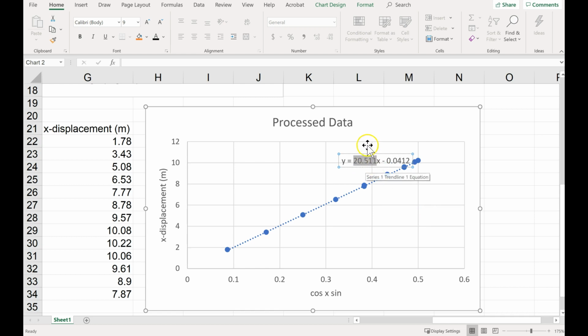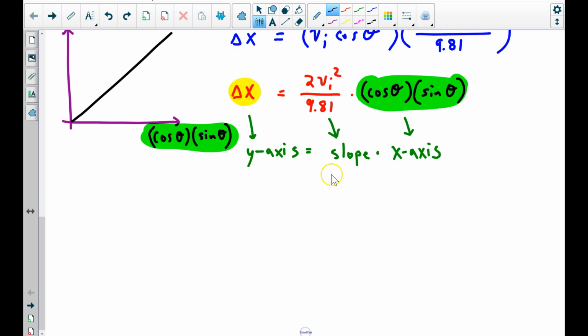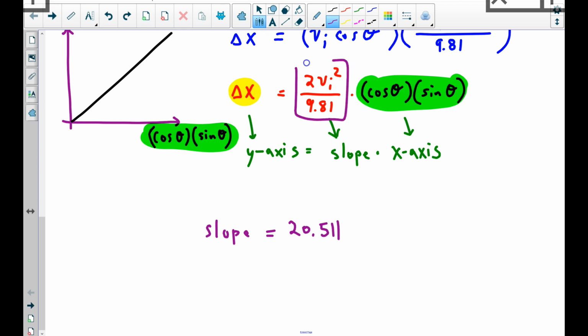Now, we can predict what the slope should have been. The slope that I've just acquired is 20.511. Your slope will be different. But remember what we said? We said slope is equal to this whole mess: 2 times the initial speed squared over the acceleration due to gravity.